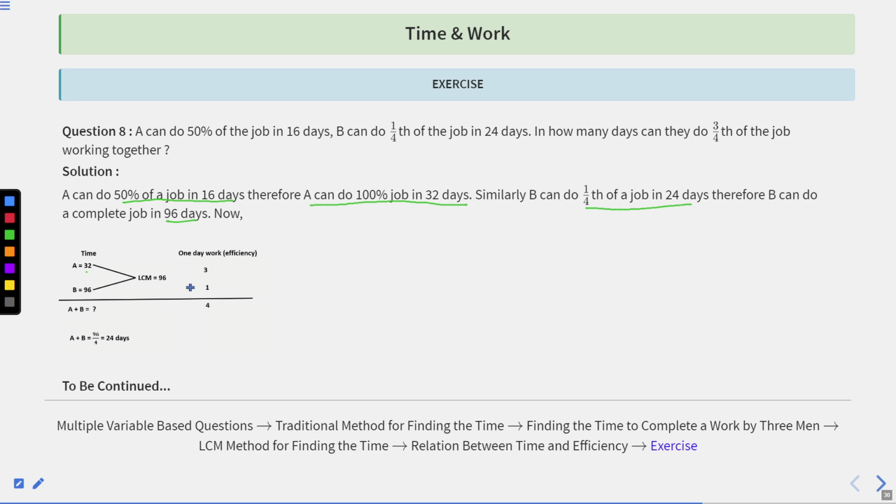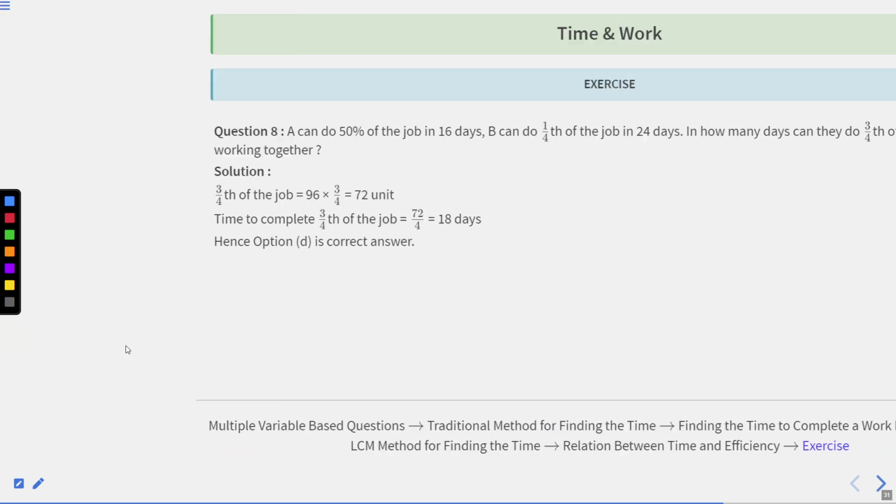So A takes 32 days while B takes 96 days. So just take the LCM of 32 and 96, you will get 96. So the work efficiency of A is 96 divided by 32, that is 3, and 96 divided by 96, that is 1, is the work efficiency of B. So when they work together, their work efficiency will be 4. So A plus B is equal to 96 upon 4, that is 24 days. That means if A and B have to do the work together, it will be completed in 24 days.